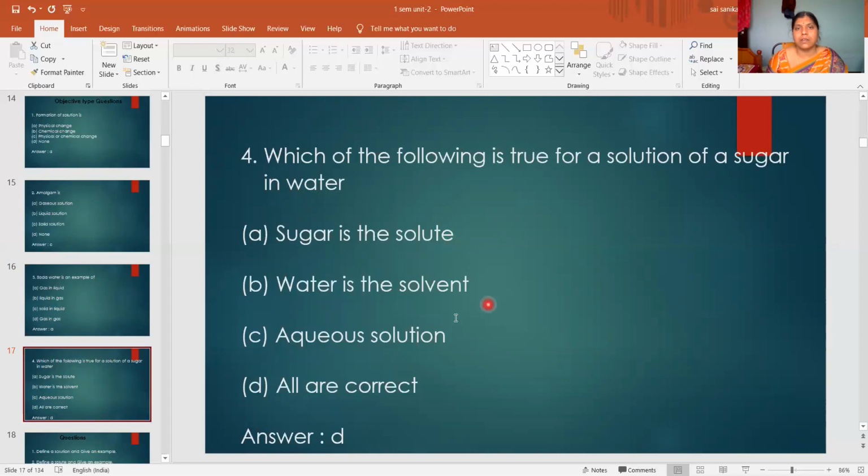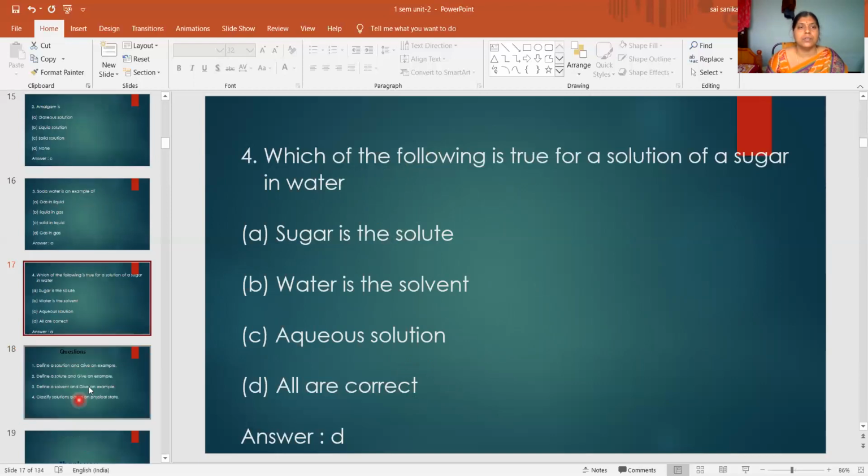Then water is the solvent. B is correct. Here quantity of which one is more? Water is more. If water quantity is more, that solution is called an aqueous solution. So that one is also correct. That means all are correct, so answer is D. Sugar is the solute here, water is the solvent here, and it is an aqueous solution. This type of objective type questions you may expect in your entrance exam from this topic.